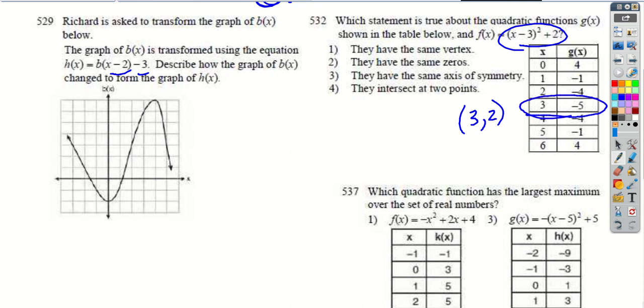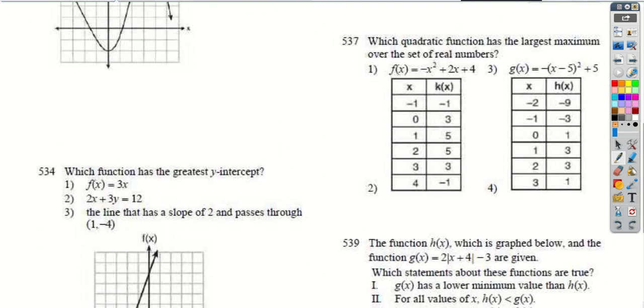So do they have the same vertex? They do not, okay? Do they have the same axis of symmetry? They do. The axis of symmetry is the same. That's the x coordinate of the vertex, okay? And what I would probably do is go graph, and you can check out what the zeros are going to be. Okay, this one has a zero at 4, and make sure to see if the other one also has a zero at 4. All right.